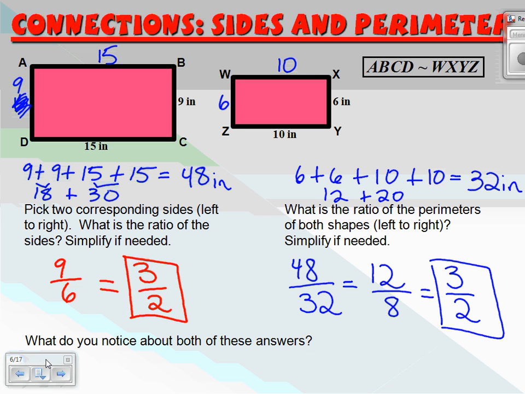So I want you guys to take a look at the very last question at the bottom of the slide. What do you notice about both of these answers? Well, the ratio of two corresponding sides on the left-hand side is 3 to 2. On the right-hand side, I found out that the ratio of the perimeters of both shapes is also 3 to 2. So what do you notice about both of these answers? I'm going to write the ratios are the same.